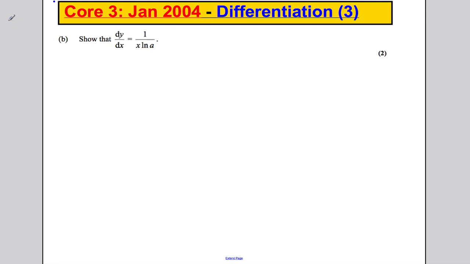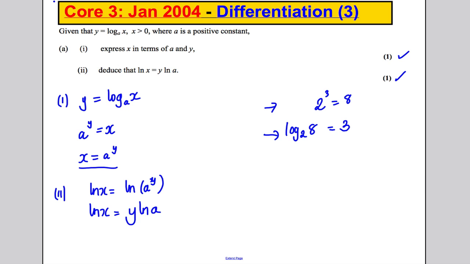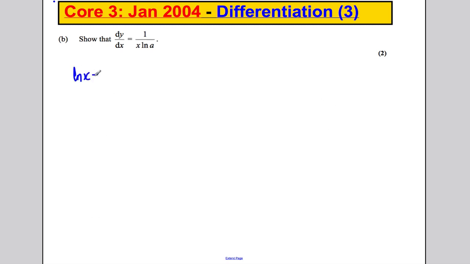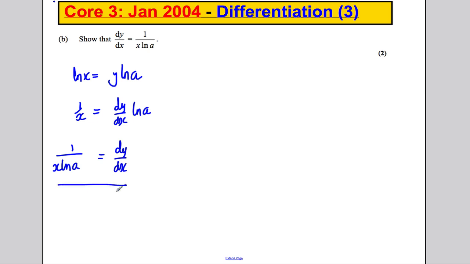Next, show that dy by dx is 1 over x ln a. Well, from the previous part, you have that ln x is equal to y ln a. And if you differentiate both sides with respect to x, the differential of ln x is 1 over x, and the differential of y is dy by dx. And you still have your ln a, because ln a is just a number. So dy by dx as the subject, divide both sides by ln a, is simply 1 over x ln a, as required. And it was simple.